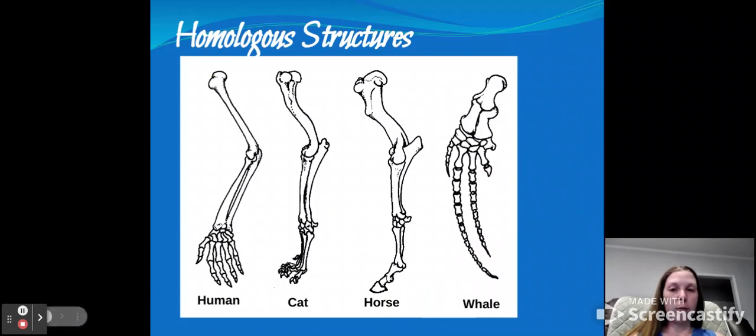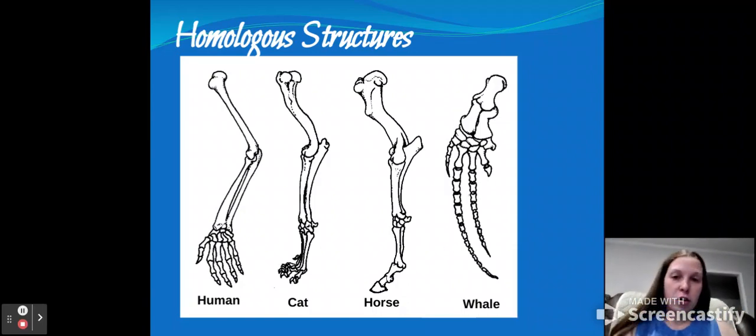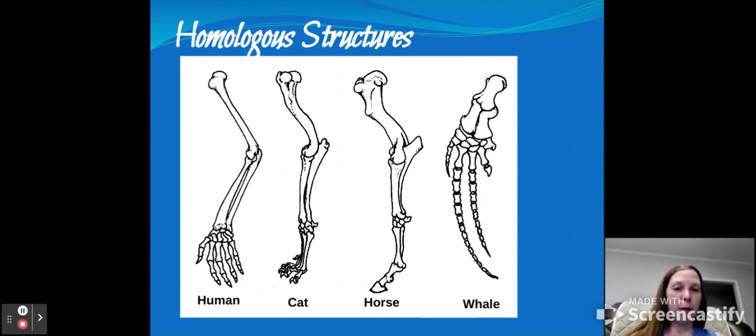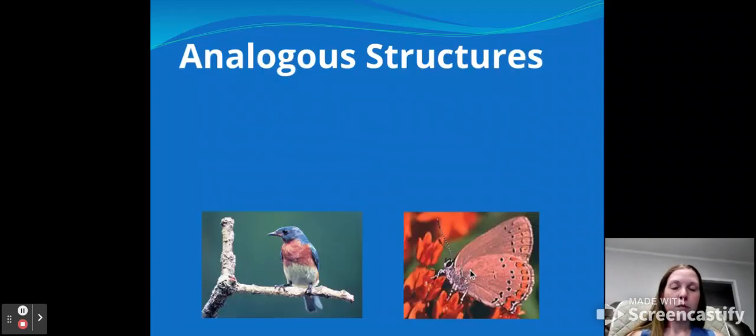So here's a human arm versus a cat front leg versus a horse's front leg versus a whale fin. So all of them have very similar structures in terms of bone type and the shape of the bones. But what they are used for is different. Ours are used for balance and being able to hold things. Cats can be used for clawing and running. Horses are used for running, and then whales are used for swimming.